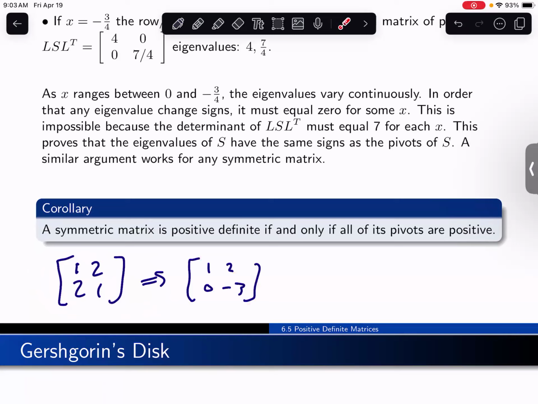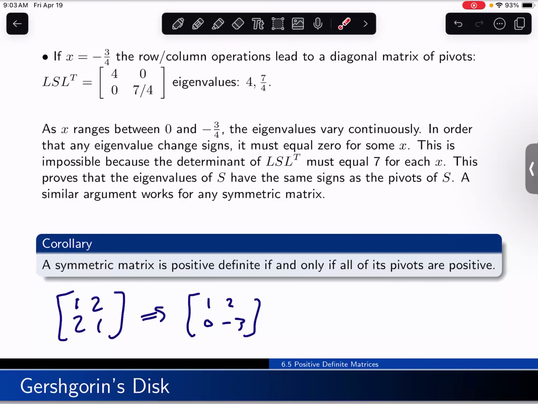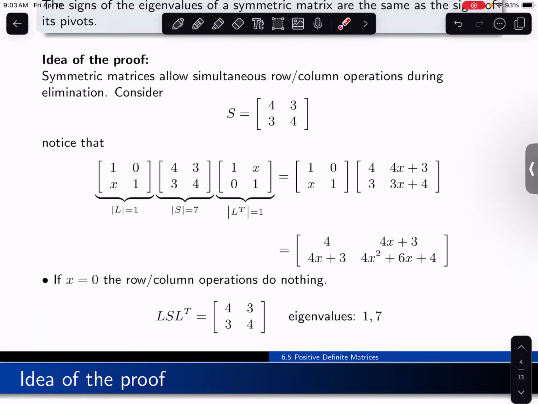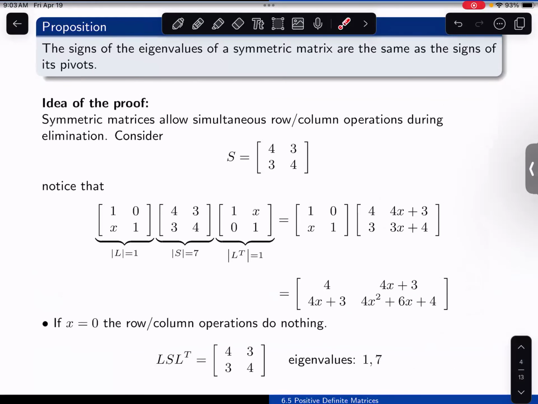But this is why I don't think the proposition tells you that much, because you can just read off that the eigenvalues are going to be 1 and -3. So of course the signs of the pivots will agree with the signs of the eigenvalues, right? Regardless, we'll go through this proposition because I think the idea is kind of neat in proving it. We're saying the signs of the eigenvalues of a symmetric matrix are the same as the signs of its pivots.